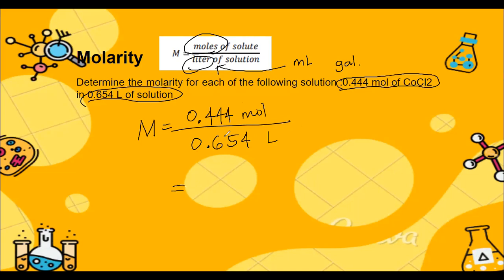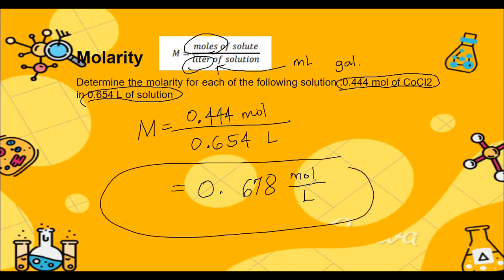All right. Now, let us proceed with the operation, which is division. So you need to divide 0.444 by 0.654. So let us proceed. So our answer is 0.678 mole per liter. So this is the molarity concentration of our solution. And its unit is mole per liter.